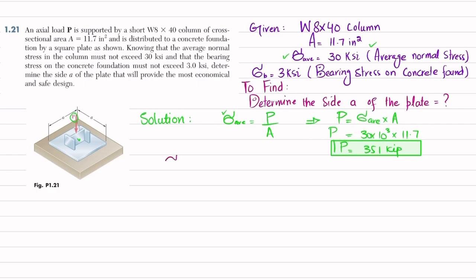Okay, so we know that bearing stress is equal to load divided by bearing area. Clear? So this is the bearing area. This bearing plate of A by A is in contact with this foundation. So bearing area will be equal to A multiplied by A. So from here you will get bearing area equal to P divided by bearing stress.